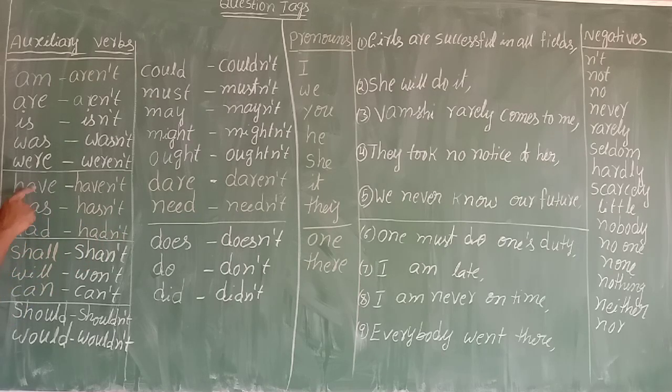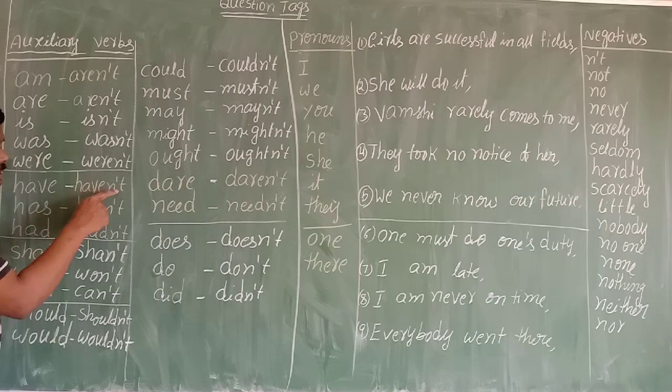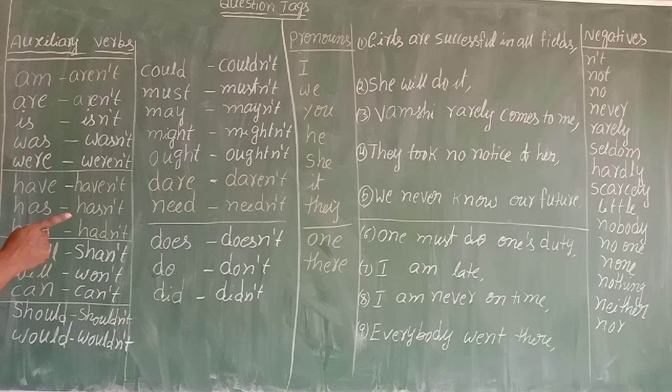Friends, here I used a different color because I told you I am giving you everything. When we use have, has or had as a helping verb, this comes: haven't, hasn't and hadn't. Sometimes we use have, has, had as a main verb. Then we use a different form. Later, in the middle of our video, I will explain in detail. Presently, helping verbs: have, haven't, has, hasn't, had, hadn't.